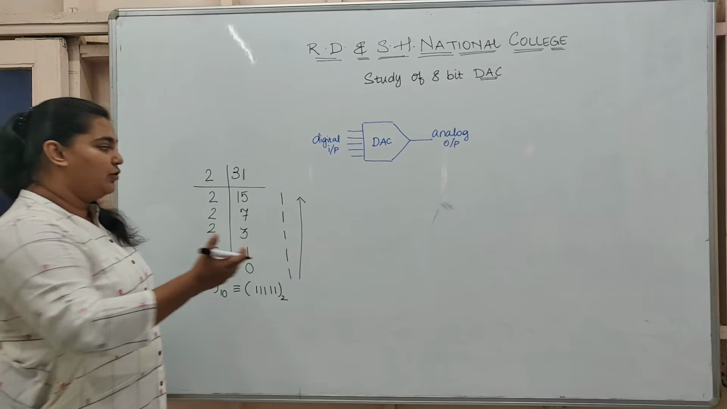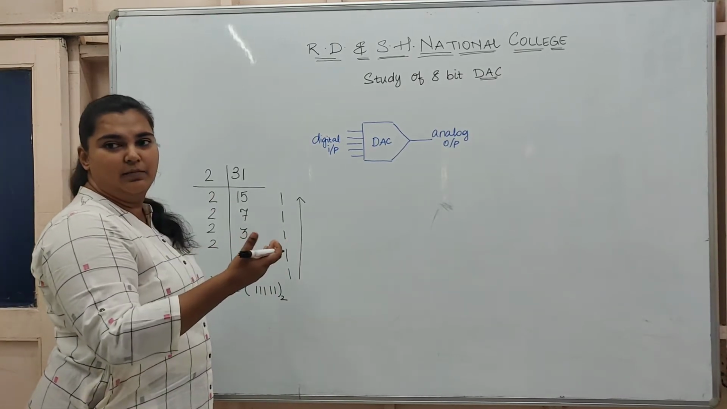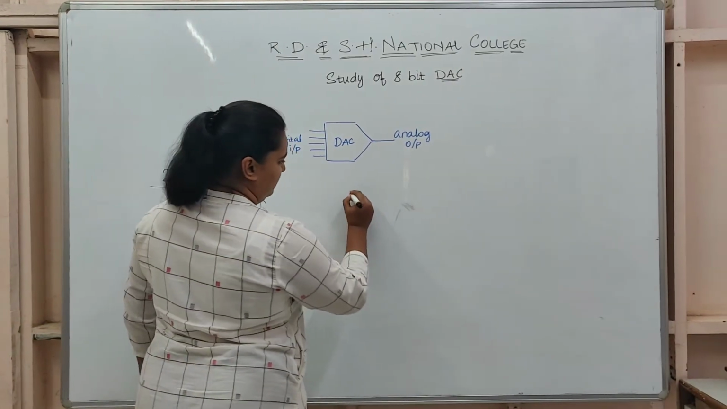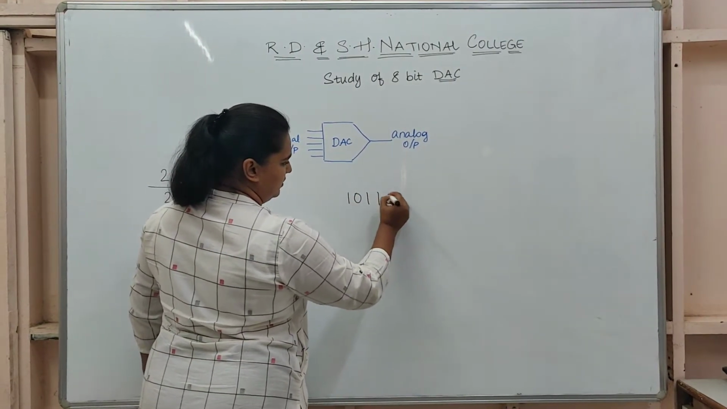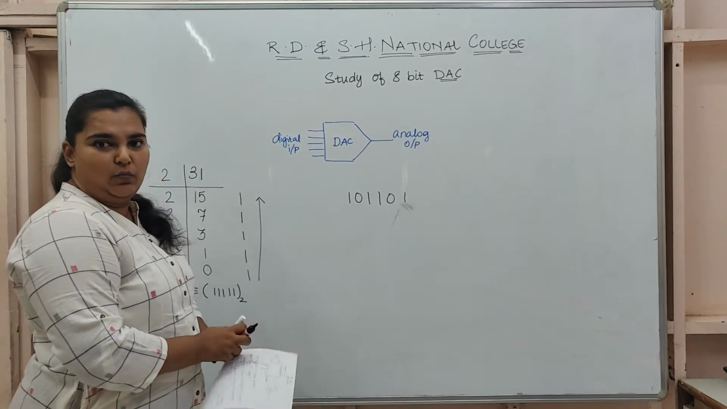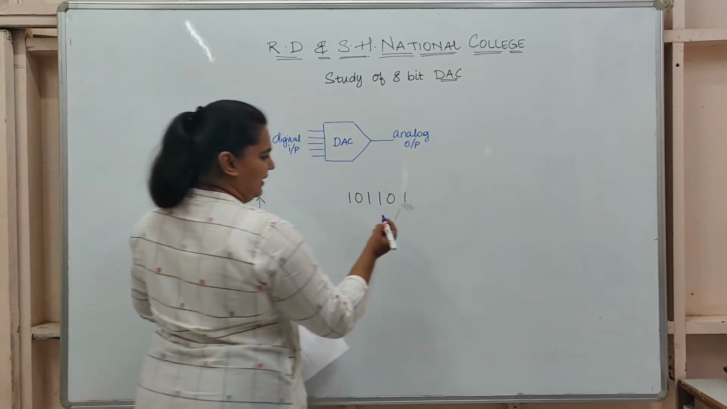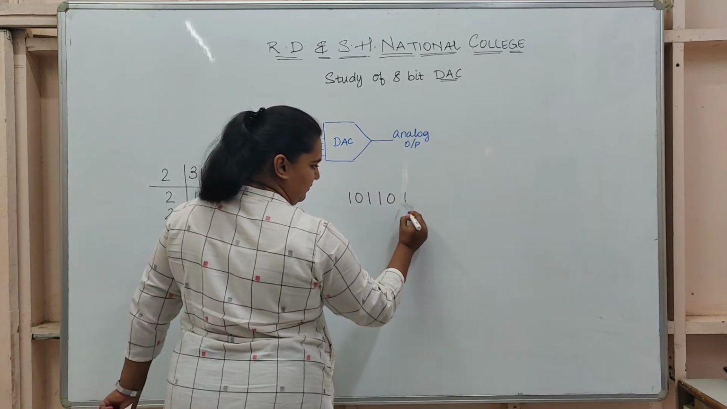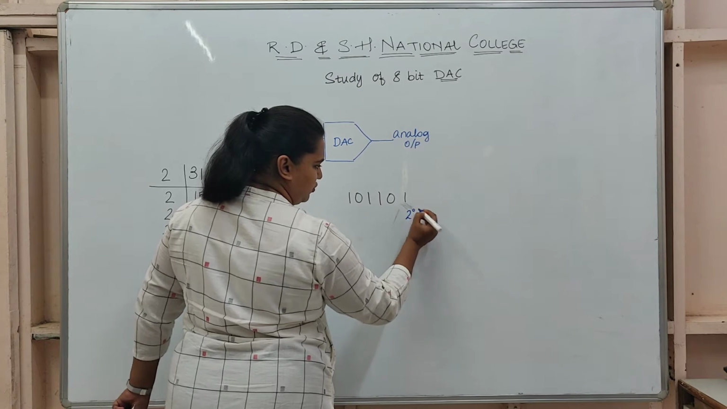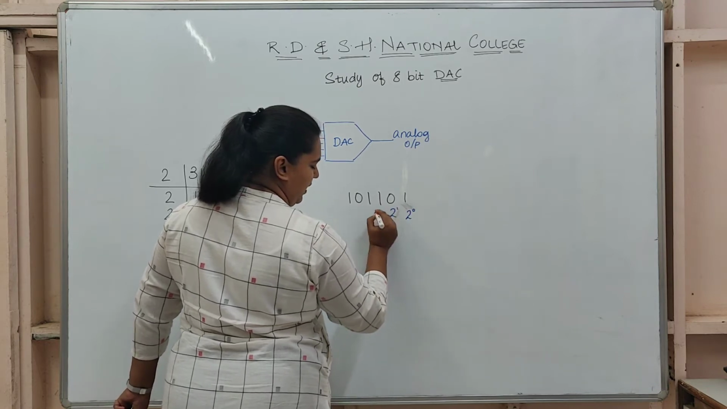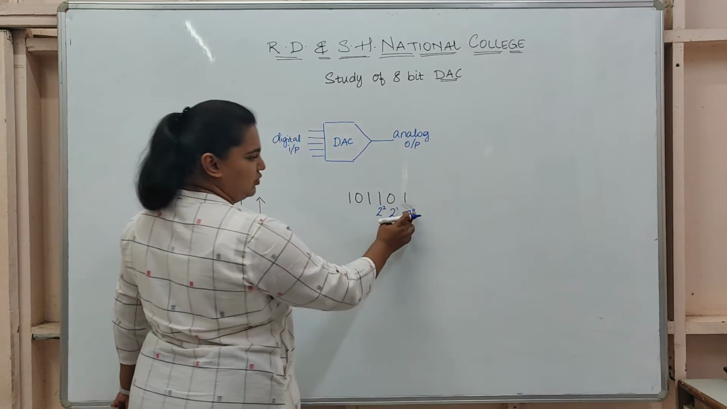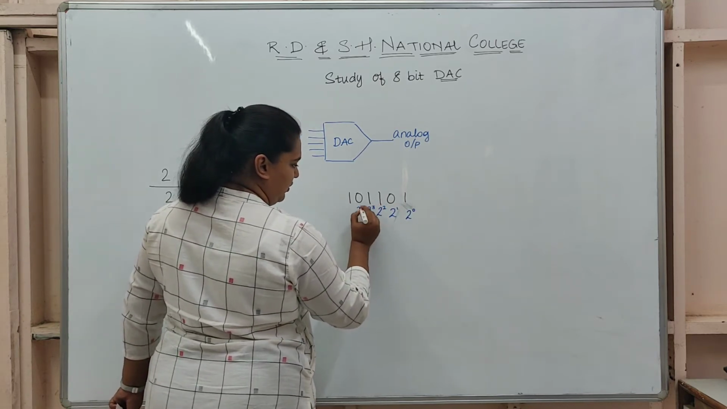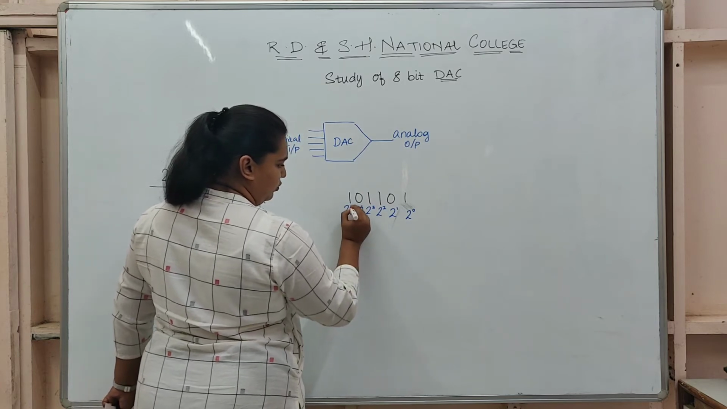Now the reverse: how do you convert any binary number to decimal? Let's see that. Suppose my binary number is 101101. What I will do is multiply this, starting with the LSB, which is the left hand side. So you will multiply this with 2 raised to 0, 2 raised to 1, 2 raised to 2. As you can see, I am changing the weight. 2 raised to 3, 2 raised to 4 and 2 raised to 5.